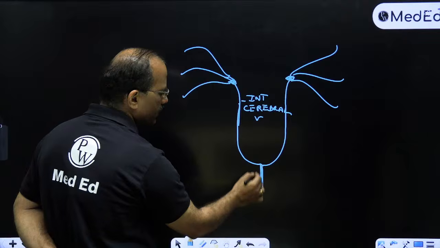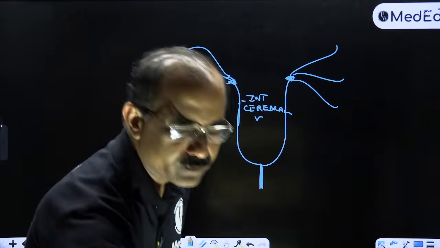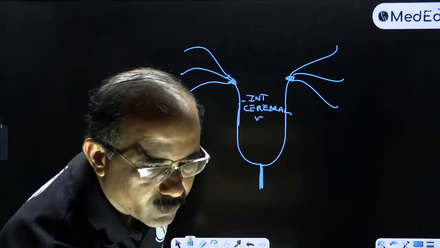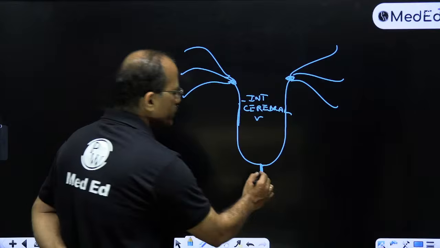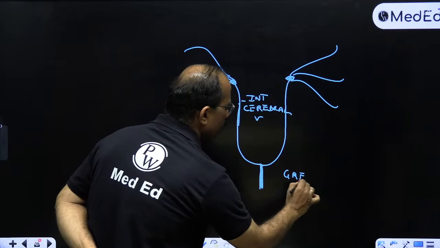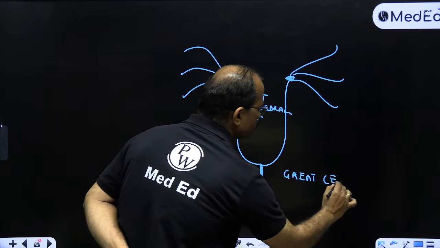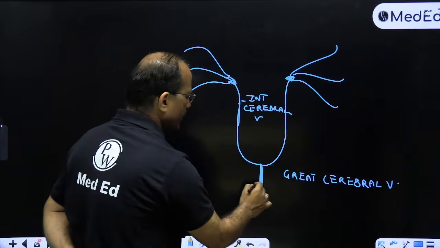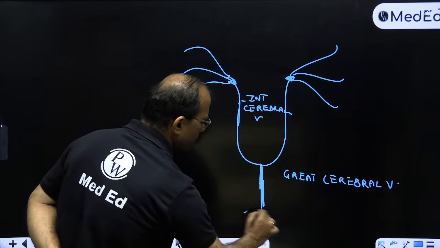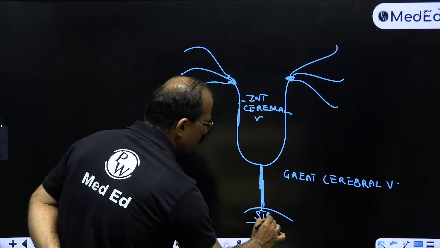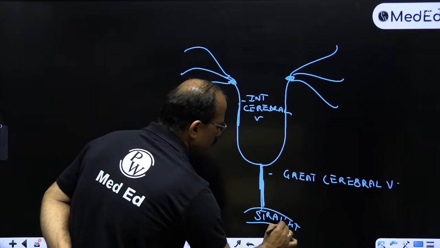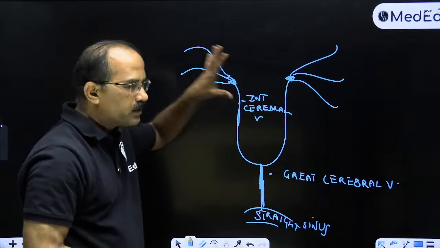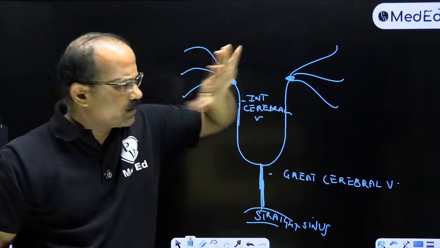Two internal cerebral veins join to form the great cerebral vein. Great cerebral vein of Galen. And this great cerebral vein of Galen drains into what? Straight sinus. बस ये याद रखना. हाँ. So internal cerebral vein is a deep vein of the brain. हाँ, बस ये table याद रखना.